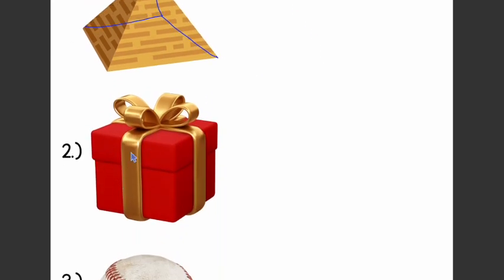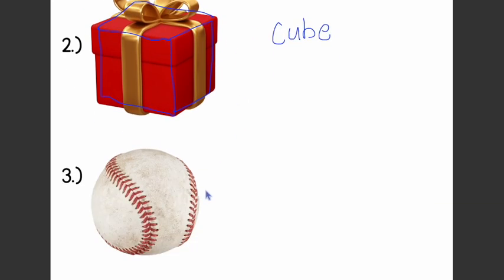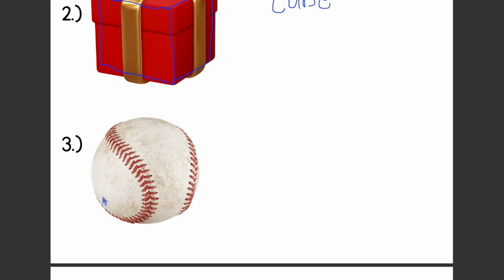For number 2, it looks like we have a gift in the shape of a cube because it has all square sides. So you can imagine the 3 other sides facing away from us. And for number 3, we have a baseball, which is obviously in the shape of a sphere because it's round. There are no flat faces.